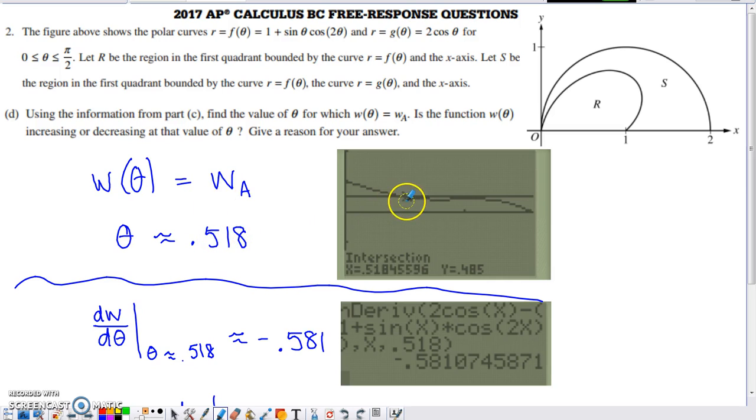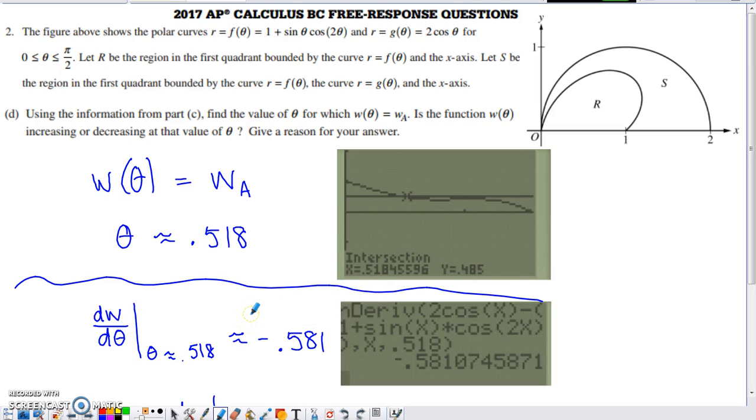The intersection ends up being 0.518. So the value of theta that makes w of theta equivalent to its average value on the interval 0 to pi by 2 is about 0.518 radians. And then what we're asked to do in the remaining part of part D is decide whether the function w of theta is increasing or decreasing at this value of theta that we've just determined. Give a reason for your answer.